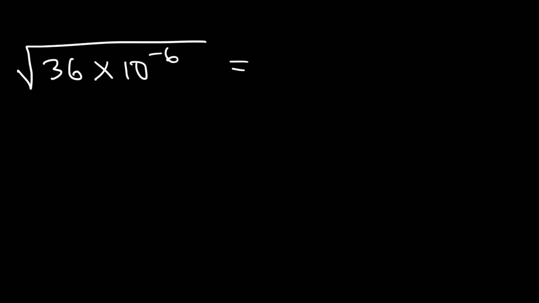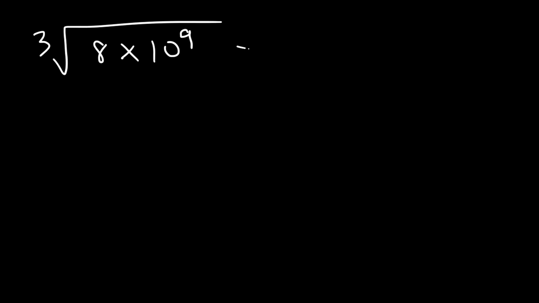Now it works out the same way for negative exponents. So for example, if you want to find the square root of 36 times 10 to the negative 6, this is going to be the square root of 36, which is 6, and then divide negative 6 by 2, so it's 6 times 10 to the minus 3.